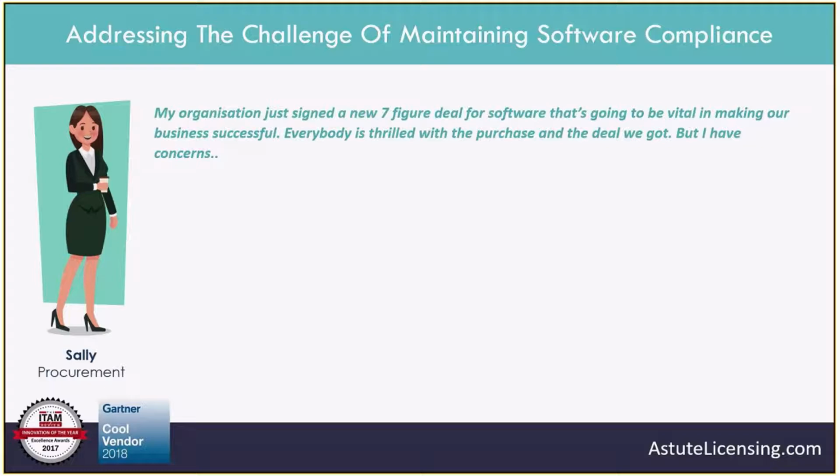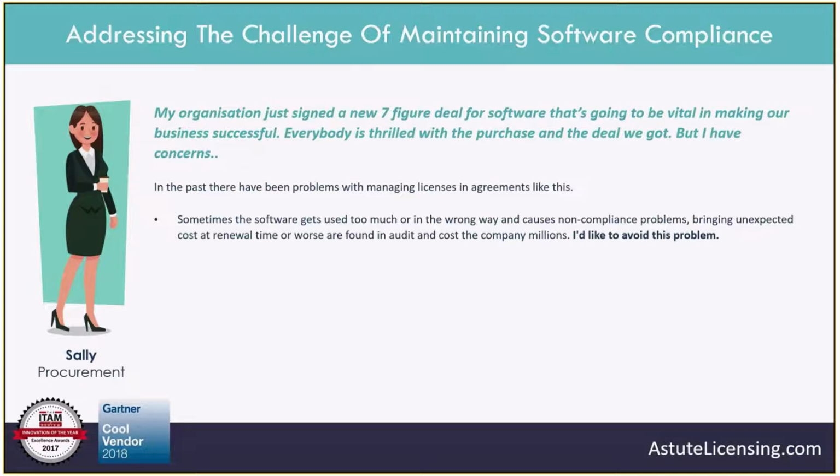Everybody in the organization is thrilled with the purchase and the deal that they've got, but Sally's got concerns. Those concerns are that, in the past, her organization has had problems with managing licenses in agreements like this, be it perpetual or SaaS. Inevitably, it ends in overspend. Sometimes the software that they buy gets used too much, or it's used in the wrong way, and it causes non-compliance problems. This brings unexpected cost at renewal time, or worse, it's found in audit and costs the company a lot of money. She'd really like to avoid that problem.